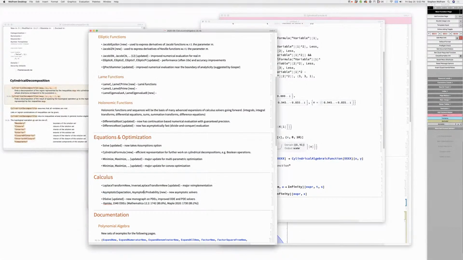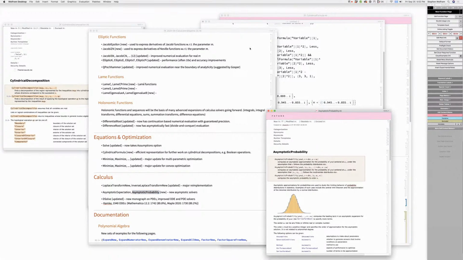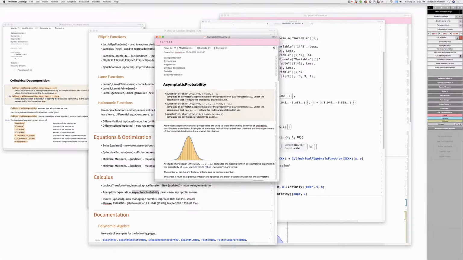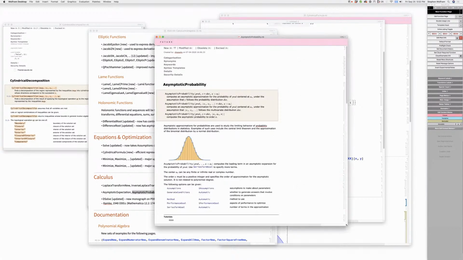Asymptotic probability. It's just a kind of weird name, asymptotic probability. To suggest it's a Markov chain and it's been running for a long time, and what's its asymptotic probability? That doesn't suggest that to me.